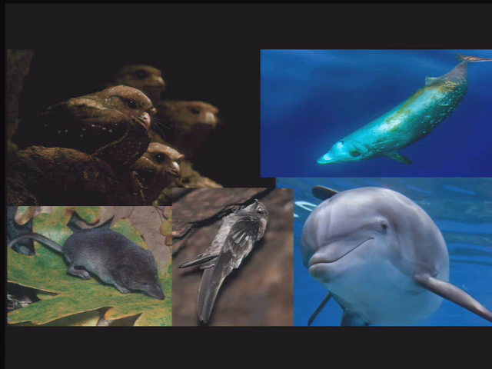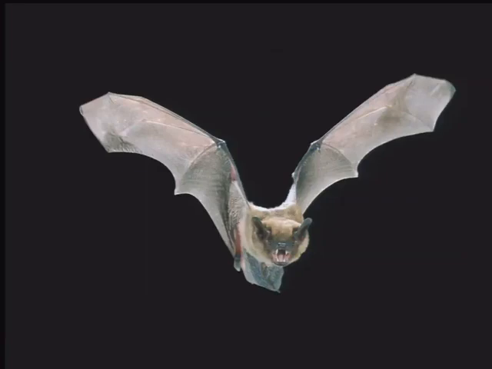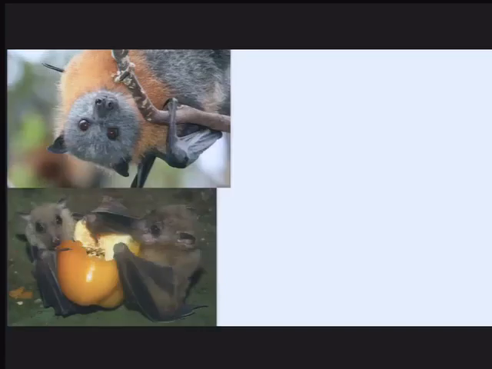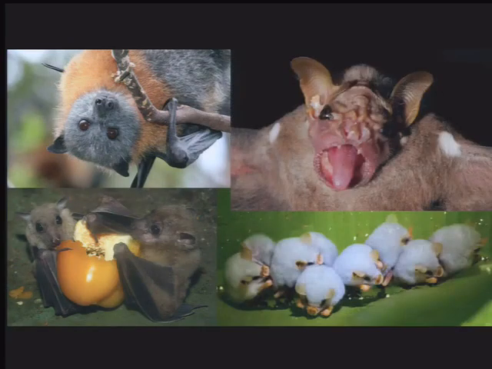But the masters of echolocation are bats. There are about 1,300 species of bats. Now, not all of them echolocate, but most of them do. So roughly, you can think of bats as being divided into two camps. The first are the bats that look like dogs. And the second are the bats that do not look like dogs.